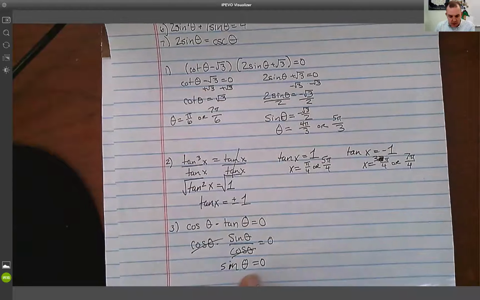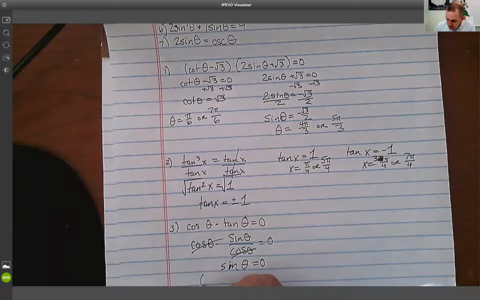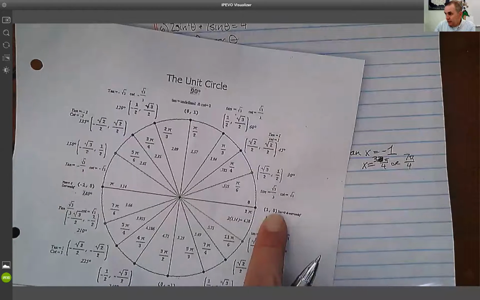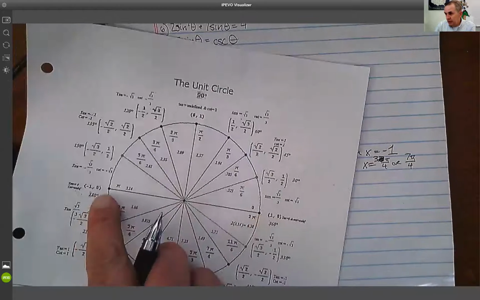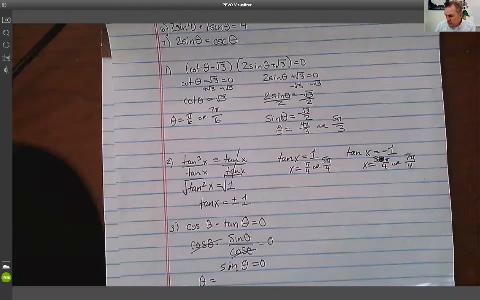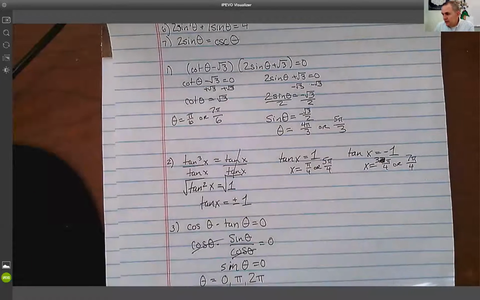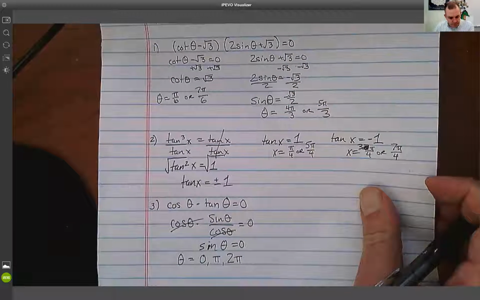So we're going to look on our unit circle where sine theta equals 0. That's going to be here at 0 and here at pi. So it's going to be at 0. It's going to be at pi. It's also going to be at 2 pi. It's technically 3 answers there.